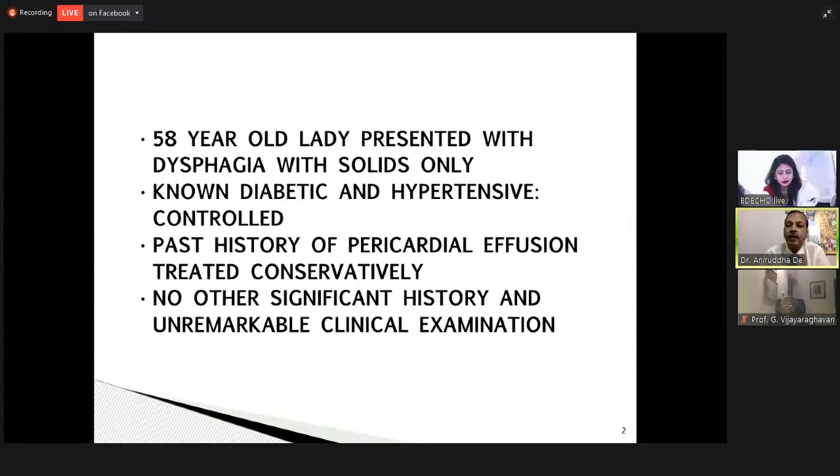So anyway, this is the story of a 58-year-old lady presenting with dysphagia to solids only. Non-diabetic, hypertensive, fairly controlled, with a past history of pericardial effusion which was treated conservatively. There is no other significant history and the clinical examination is unremarkable.